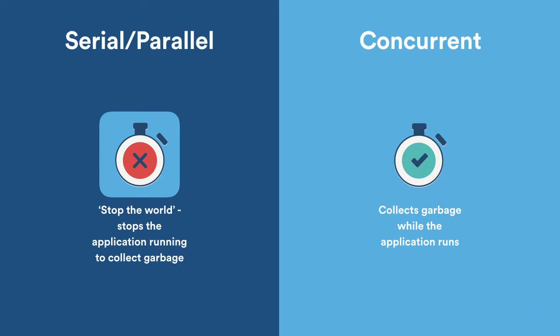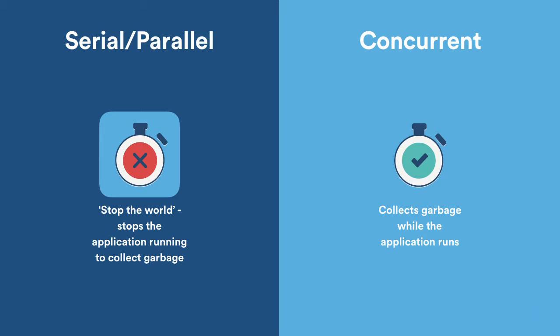So there are two main types of collectors that you can choose from, and the main difference between them is whether they stop the application running while they collect garbage. Serial and parallel are pretty similar, and they are both stop the world, which means that they will stop all of the application threads running, then they will perform the garbage collection, and then once it's finished, they start all the application threads running again, which means your application will pause for that entire time.